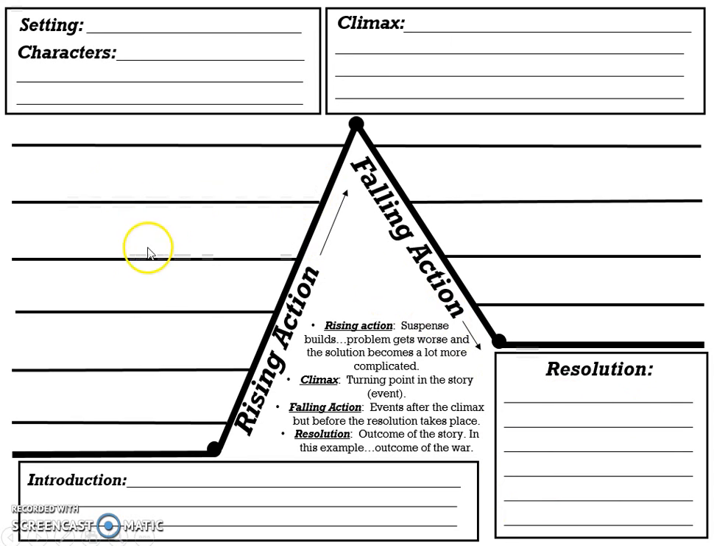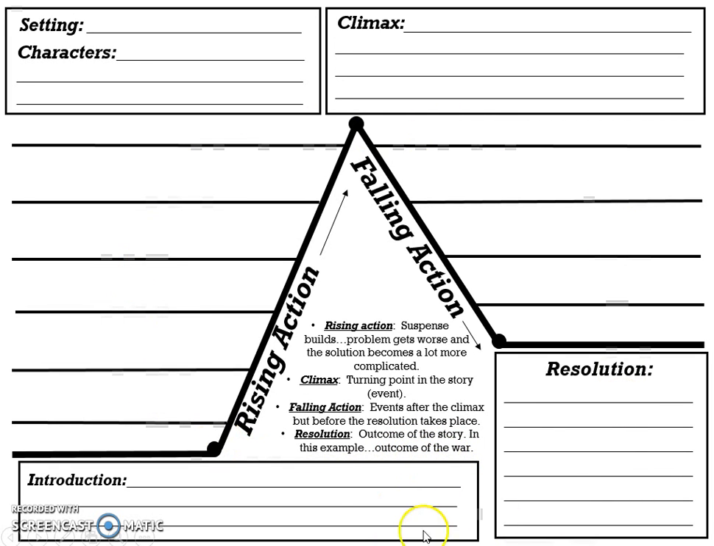So what you'll do is you'll use these lines here and here to fill in all of the rising action and all of the falling action. Now, as far as the setting and characters, if you need more space, feel free to write on the back. Your climax here is your turning point, and this is all the events after the turning point. This is your falling action. And then once again, the resolution is the part that's usually near the end of the story, kind of like the outcomes. Instead of the outcome of this particular article specifically, it would be the outcome of the war, which you will find that information in the article.